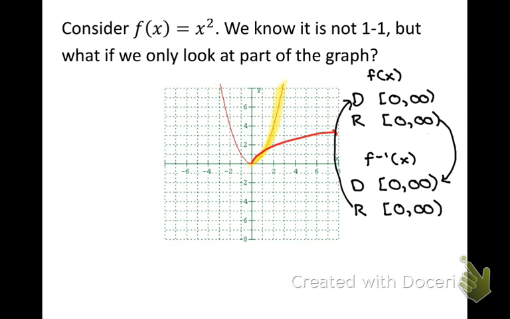Now, it just so happens in this example that they both are 0 to infinity, but realize that the domain of my function becomes the range of my inverse. The range of my function becomes the domain of my inverse. And just like we discussed before, remember that this graph is symmetric around that line y equals x.